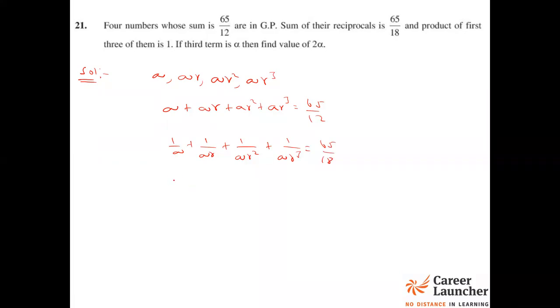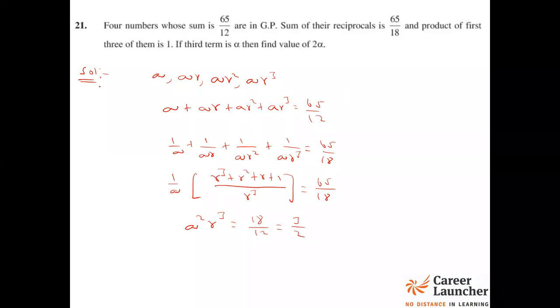If we take 1 by A common and take LCM, it will become R cube plus R square plus R plus 1 upon R cube is equal to 65/18. Now divide the two equations. When you divide, the common factor will get cancelled, and A goes to the numerator. So it will become A square into R cube is equal to 18/12, which will become 3/2.